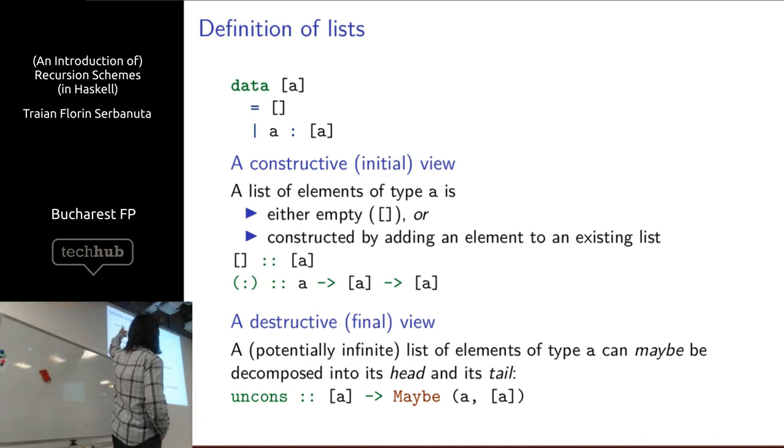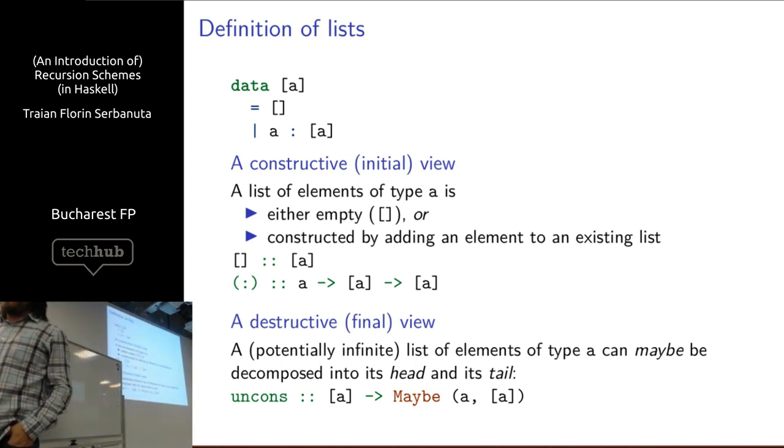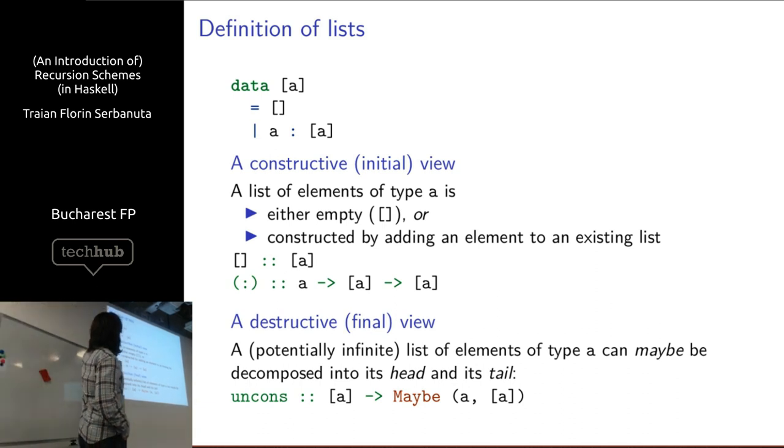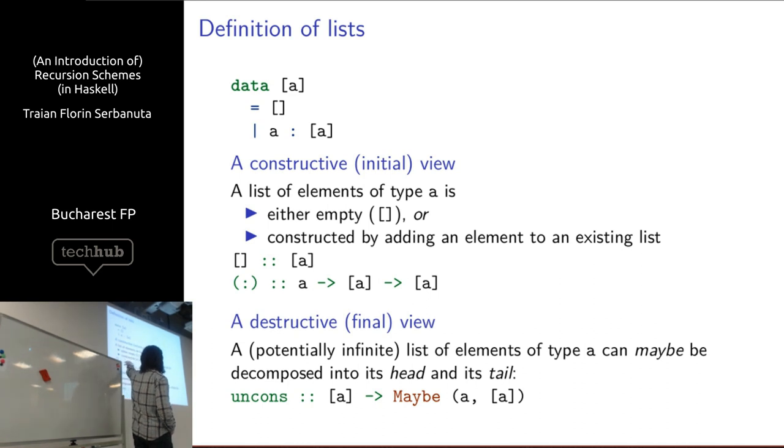We have here a definition of lists. Lists are either the empty list or an element put on top of the list. That's usually what is called the constructive view of a list, because we say the lists are constructed from the empty list by adding elements to it. This constructive view is represented by these two constructors or operators. Then we also have the destructive view of lists, where if I have a list, then if it's empty, it's just empty, but if not, I can decompose it into its first element and the tail of the list.